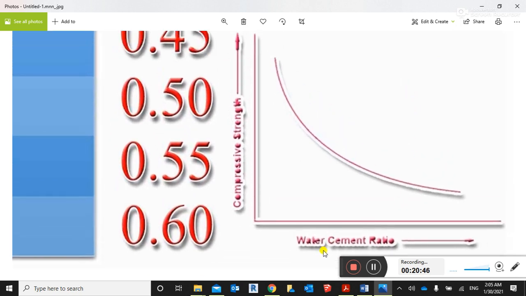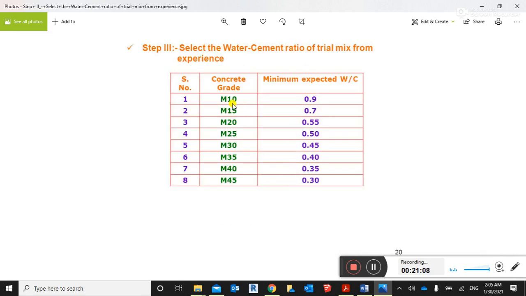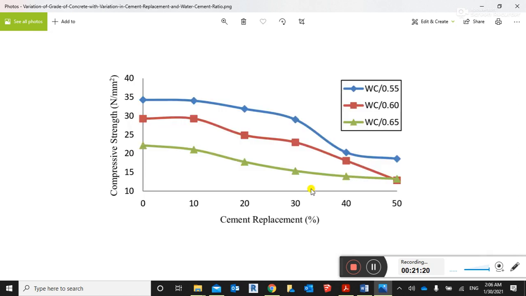This, guys, is a graph of the water cement ratio against compressive strength. See, this is a parabolic curve. As the water cement ratio goes up, the grade of concrete comes down. I just told you this example previously. See here, for M10, this grade of concrete is low grade. The water cement ratio is 0.9. For high strength concrete, the water cement ratio is low. This is a live example.